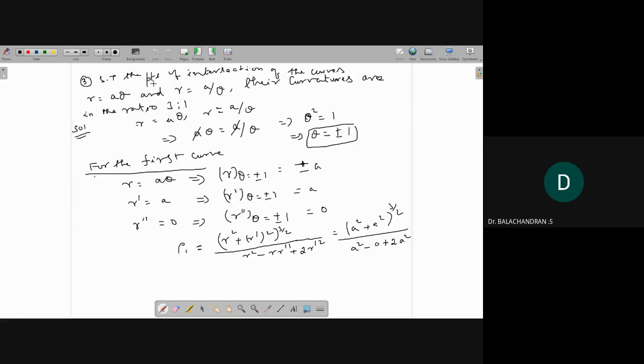Second problem: show that at the points of intersection of the curves r equal to a theta and r equal to a by theta, their curvatures are in the ratio 3:1. This is also an example problem. So don't see your book. So try individually. If you have a doubt, then you can look at your book.